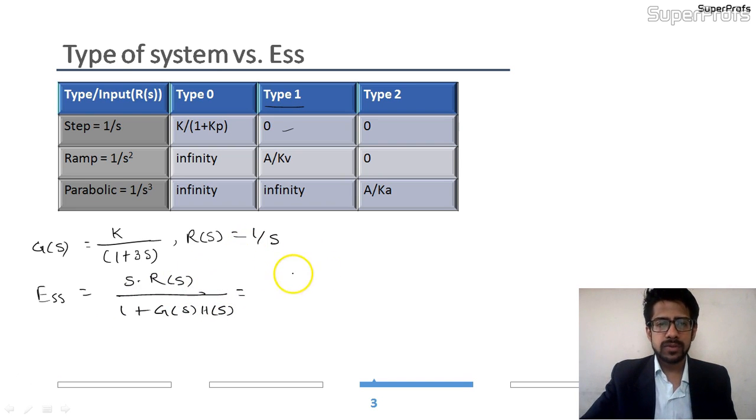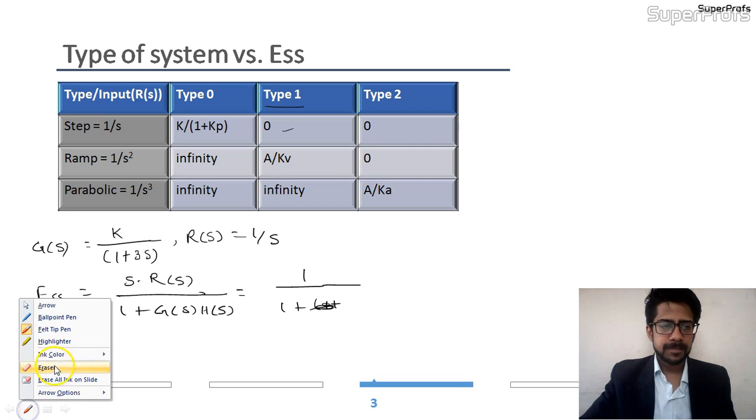So s into r of s would be equal to 1, and I will get 1 plus, sorry, let me use the eraser.